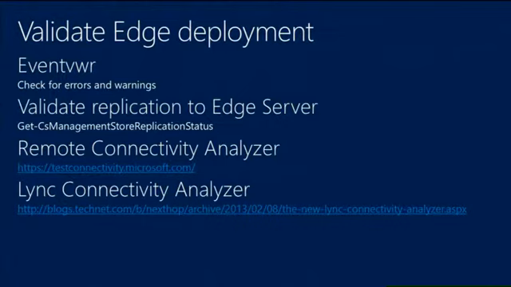If you do that and you forget to open the port that is used for replication, port 4443, from the front end to the Edge server, the Edge server will never learn about any changed configuration. So let's say after some time you want to add a new federation partner. Since replication to the Edge server doesn't work, the Edge server doesn't know about this configuration change. If you run the Get-CsManagementStoreReplicationStatus cmdlet, you will get information on whether replication is working. You should always do that.